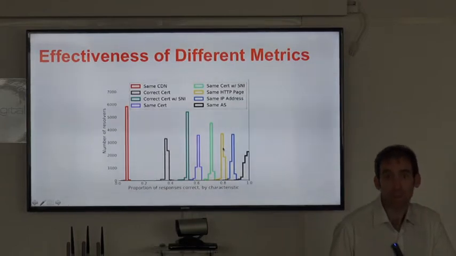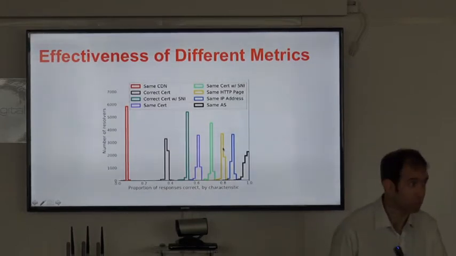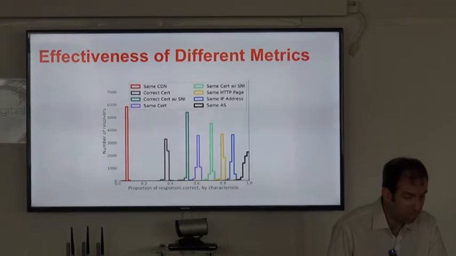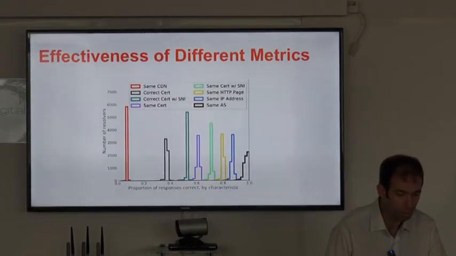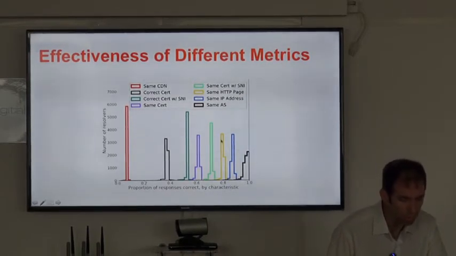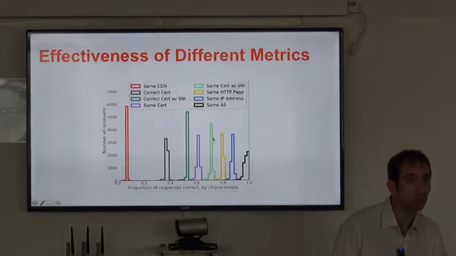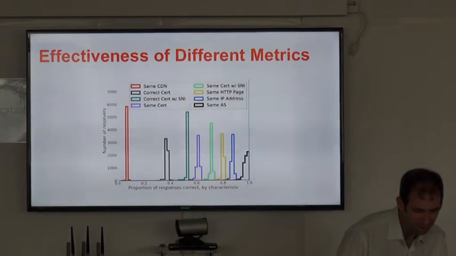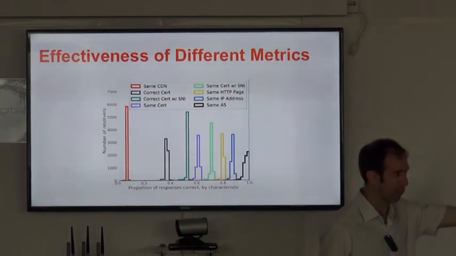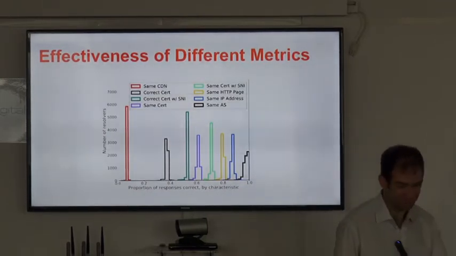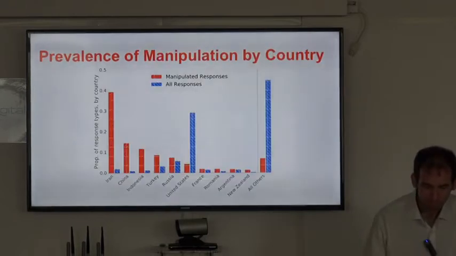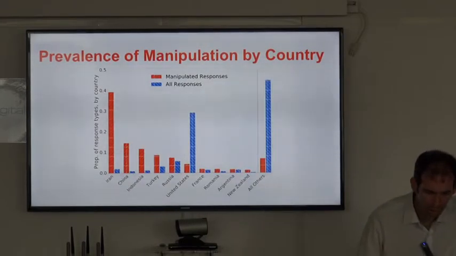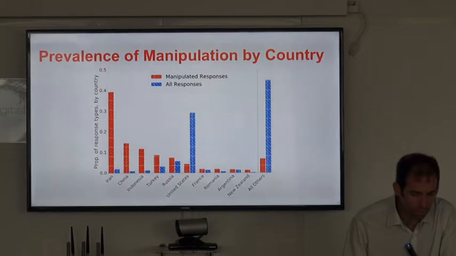You don't always get the same HTTP page. Sometimes you do, sometimes you don't, because there might be regionalization. But a lot of times you do. So you can kind of go down the list here. And this is what I mentioned. So the same cert is the next most effective, and you can see that the correct cert is further over on the right of this. This is what I was mentioning before. So the manipulations are basically occurring in the usual suspects.